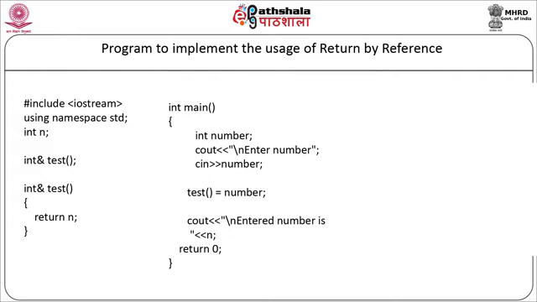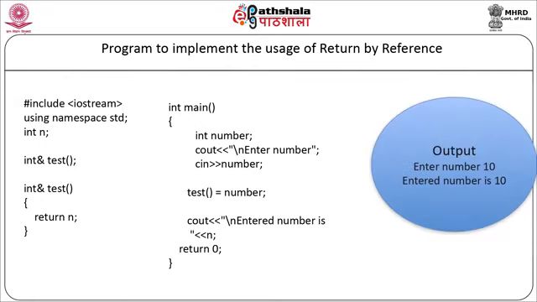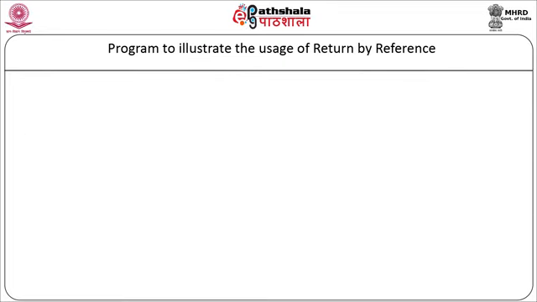Now when the above code is compiled and executed, it will produce the result as enter number 10, and it will display the message as entered number is 10. Now let's see a program to see the usage of return by reference. Now we will start with the program #include <iostream>, using namespace std.